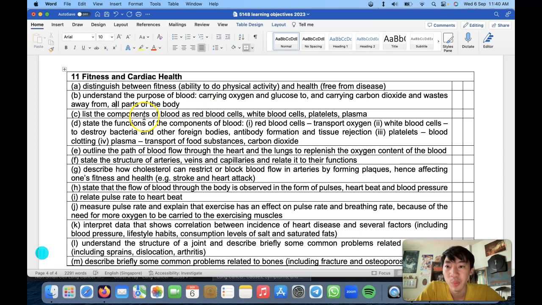Okay, so let's talk about the functions here. Red blood cells will transport oxygen, as we all know. White blood cells will destroy bacteria and other foreign bodies. They also produce antibodies. What are antibodies? These are actually like small homing missiles, right? They are actually small proteins that would target the bacteria and other foreign bodies and destroy them. However, white blood cells also have a role in tissue rejection.